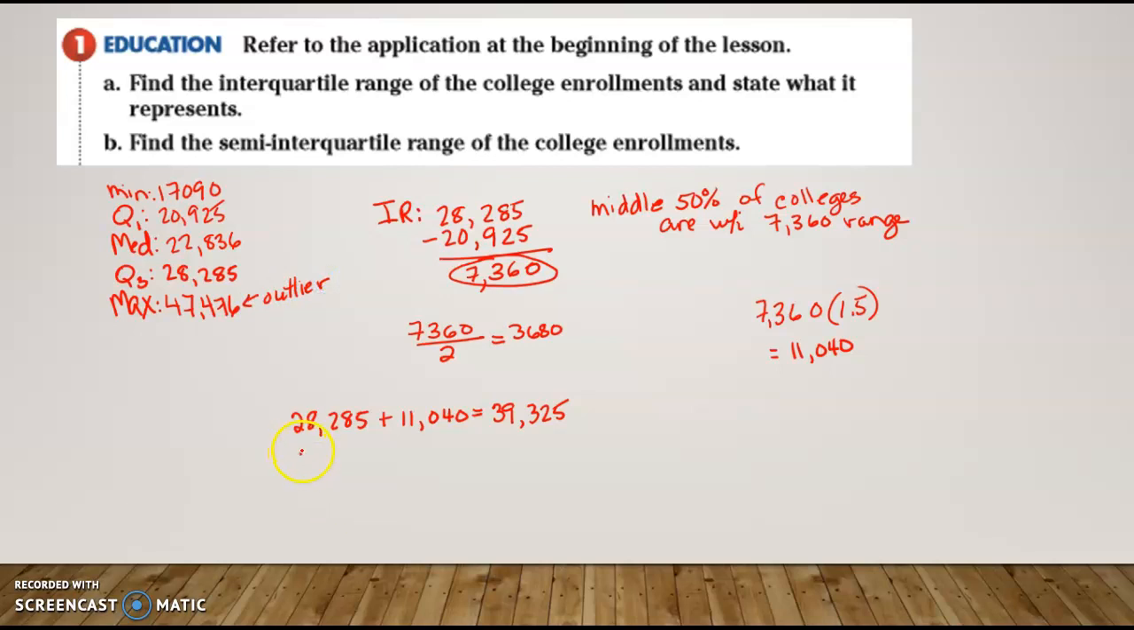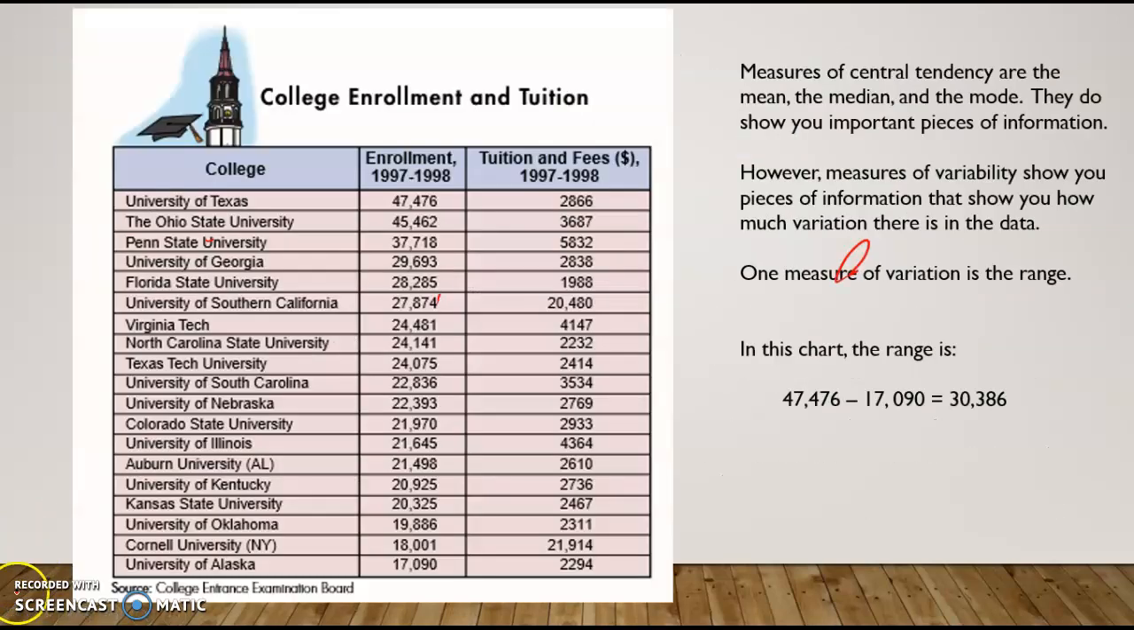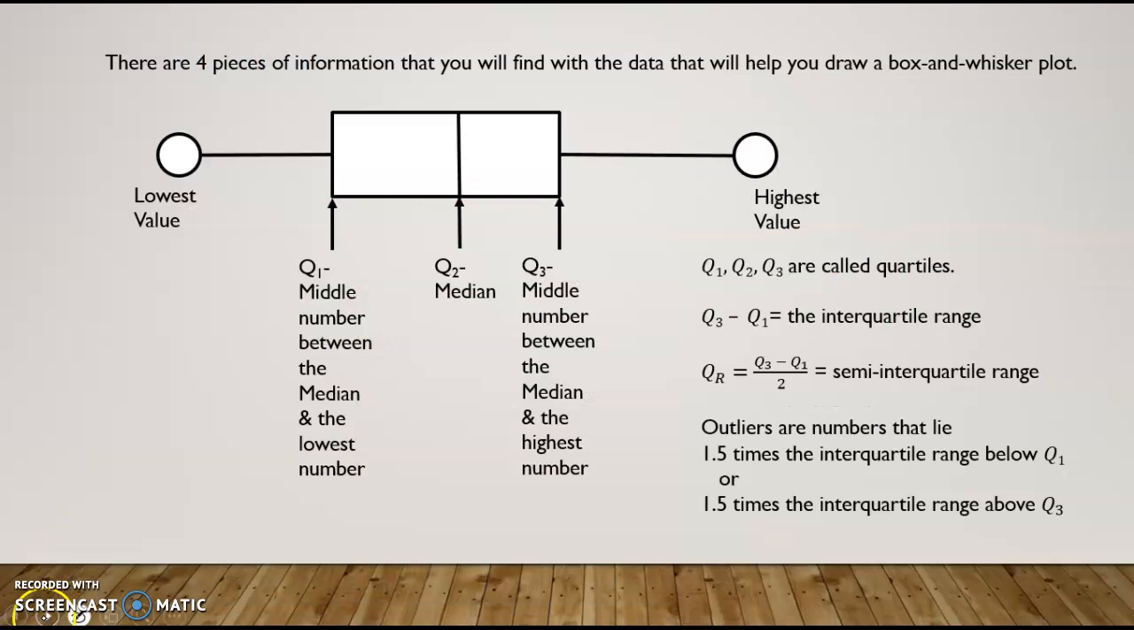Okay. Now the 20,925 minus 11,040 leaves us with 19 minus 11, 8,885. That's below the minimum. We're okay. The minimum is fine. It's not an outlier. But that 47,000 is an outlier. In fact, we've got two outliers. They are both above that 39,000. So that's where that is coming into play.